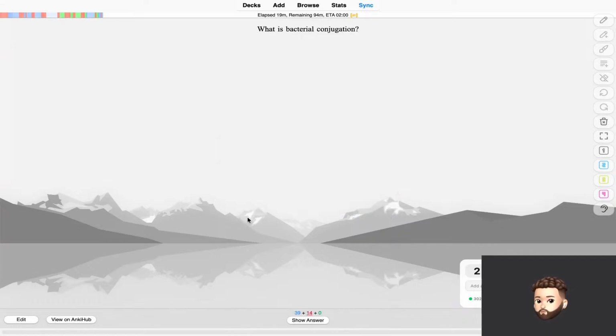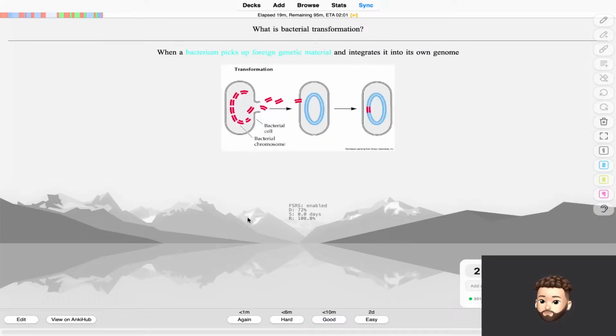Conjugation, it's when a bacterium forms a conjugation bridge with another bacterium and shares genetic information. Bacterial transformation means that the bacterium takes in foreign genetic material and integrates it into its own genome.